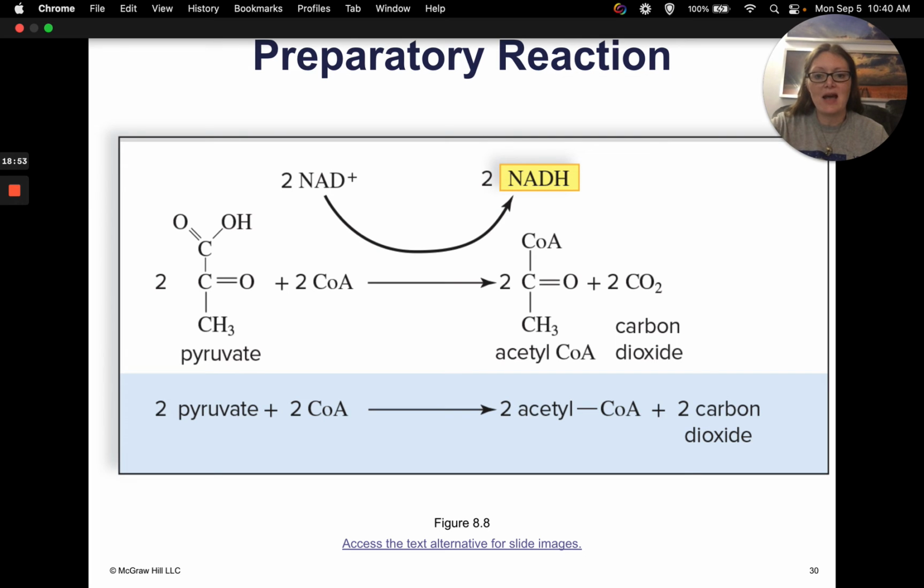This is showing how this reaction takes place. We've got our pyruvate here, which is 3 carbons. Remember that the original glucose started off with 6 carbons, but now we're at 3 carbons. We're using NAD+ and making NADH, and you're eventually going to get that acetyl-CoA and the carbon dioxide as a waste product.